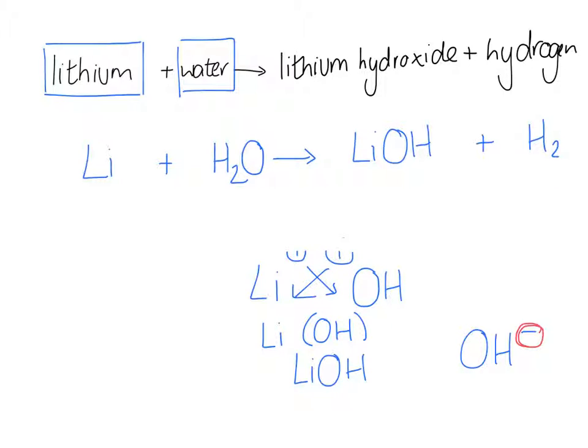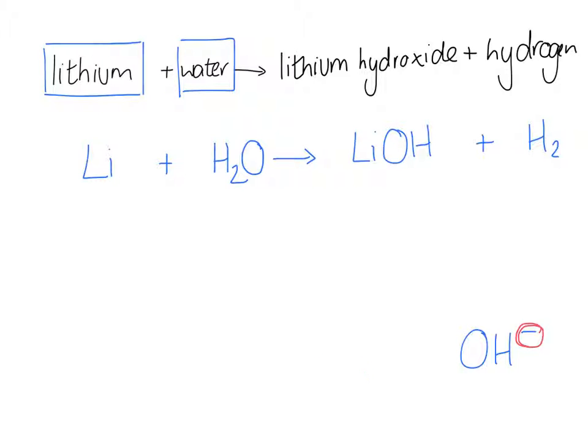Okay, so now that we've written our symbol equation, that is a large bit of the work done. But we're not quite there yet because we now need to balance it. So a lot of people just leave their equations like this, but you will only get part of the marks for doing that. So again, our first step is to write down all the elements that we have on the left hand side. So I can see I've got lithium, I've got hydrogen, and I've got oxygen. Okay, and then I copy that list on the right hand side.